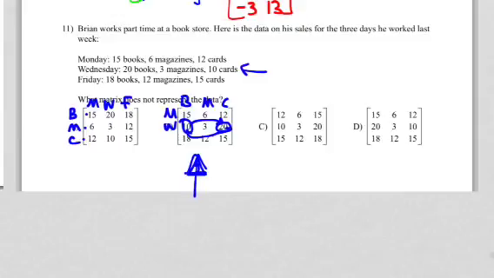12, 10, 15, these are cards, magazines, books. And this is Monday, Wednesday, Friday. So they're just in a different order, but the data is still organized. And here's Monday, Wednesday, Friday, and books, magazines, cards. So B is the answer that does not match up.